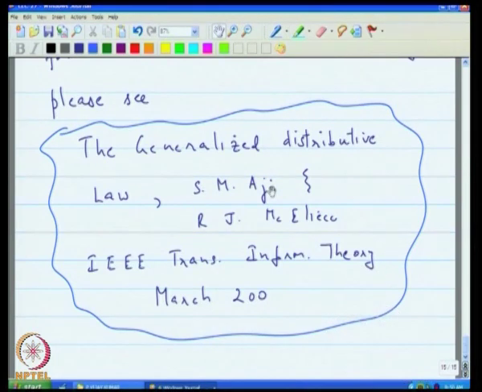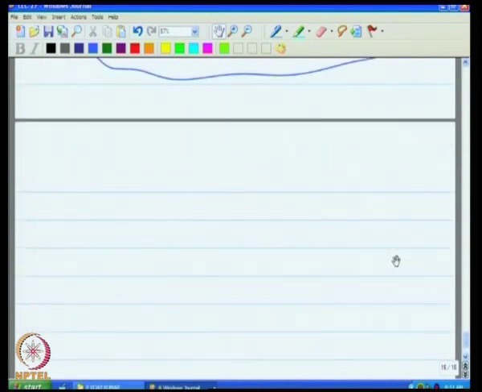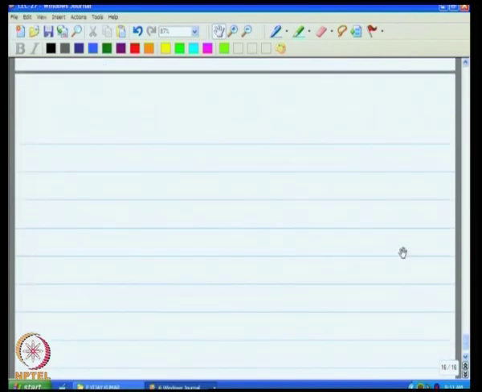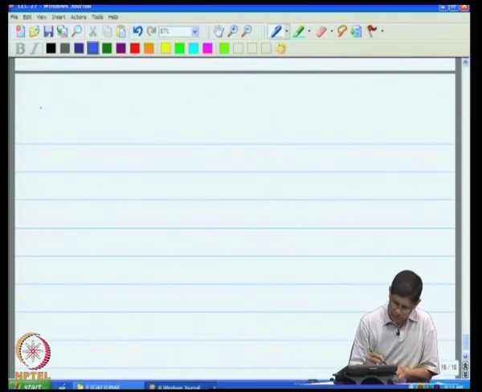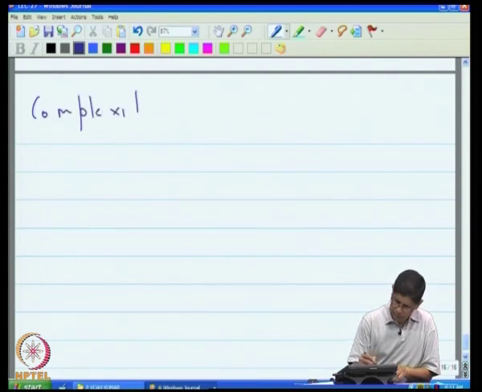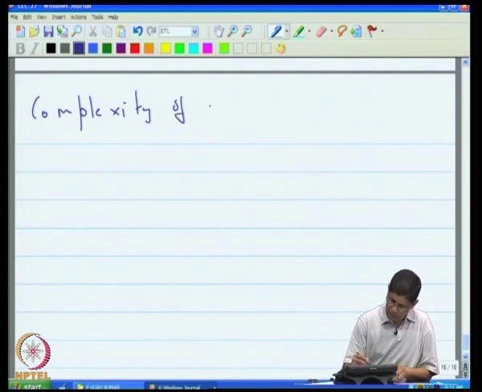So with that, although there may be small gaps here and there, hopefully you understood how you can use the GDL to decode a code when there is a junction tree. Just a quick note, again without proofs, a note on the complexity of implementing the GDL.